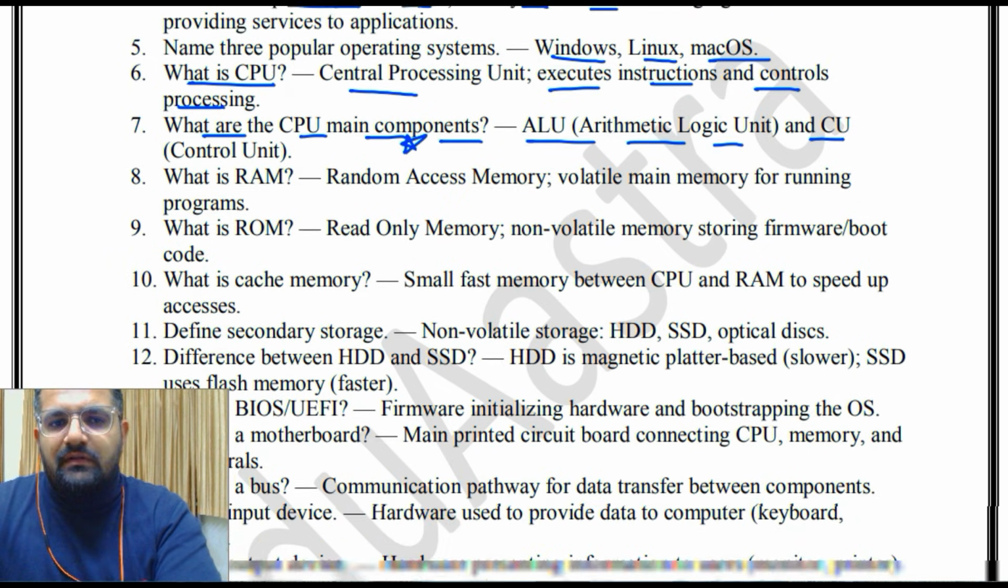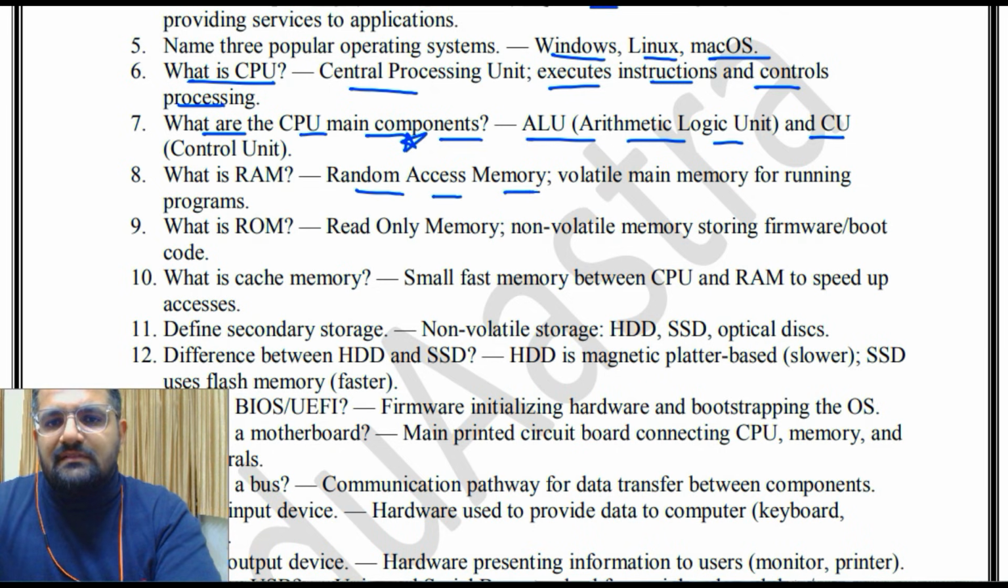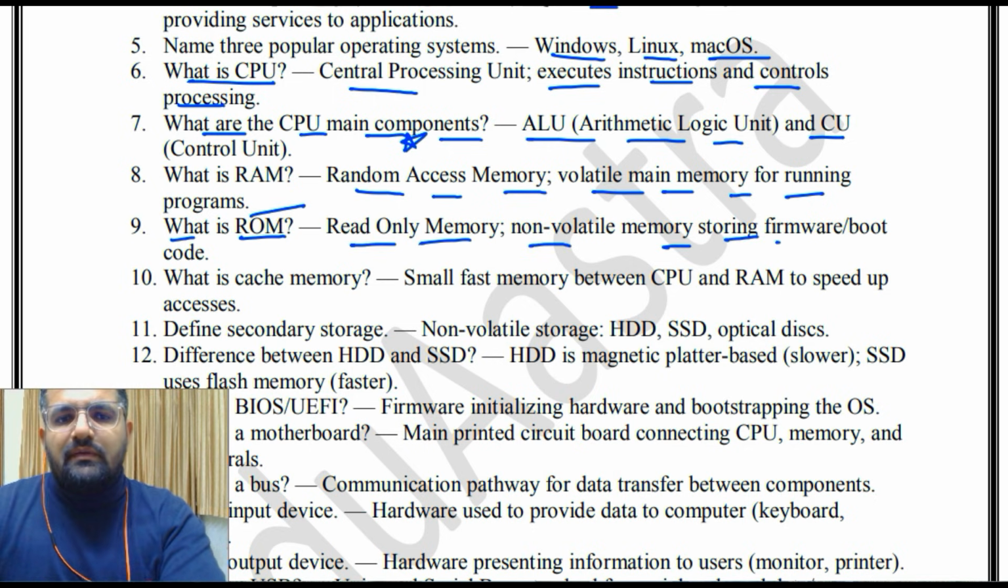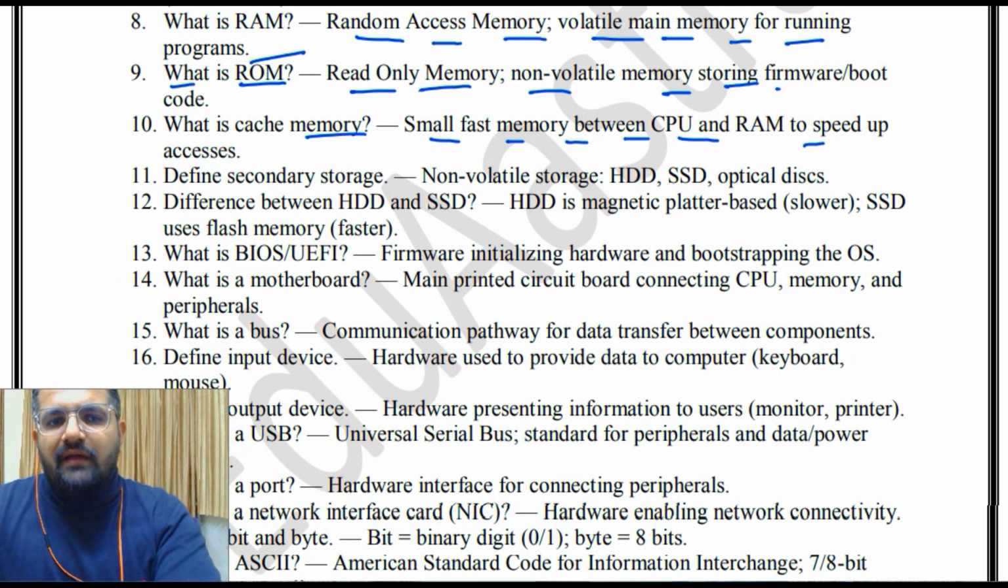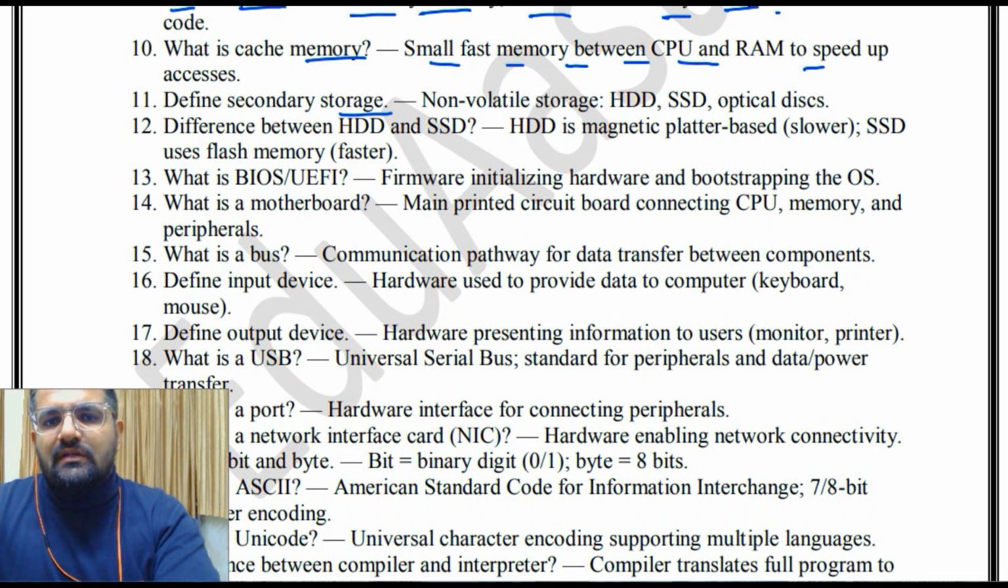Very important. What is RAM? That is random access memory. Volatile होता है, yes, volatile main memory for running programs. What is ROM? Read only memory. Non volatile memory storing firmware boot code. What is cache memory? So small fast memory between CPU and RAM to speed up access. Define secondary storage. Non volatile storage, that is HDD, SSD, optical disk.